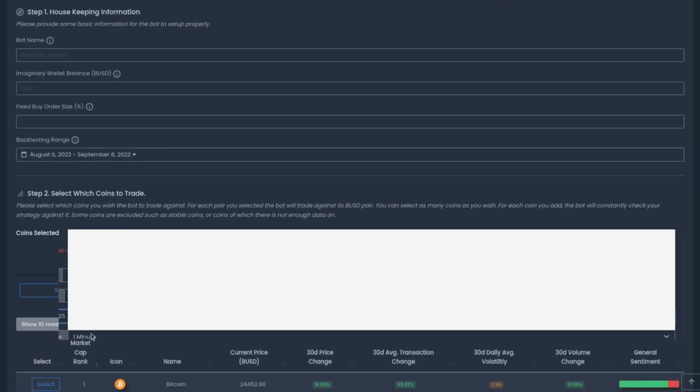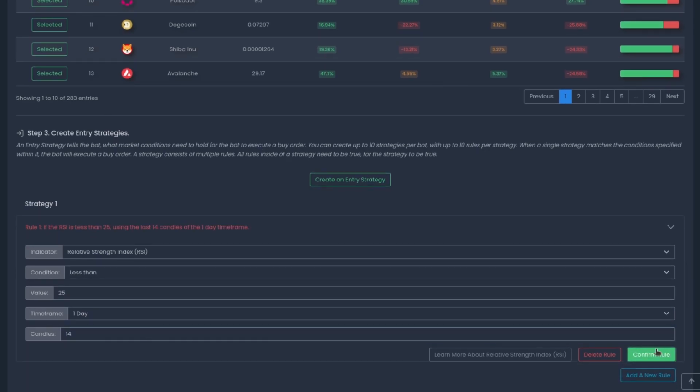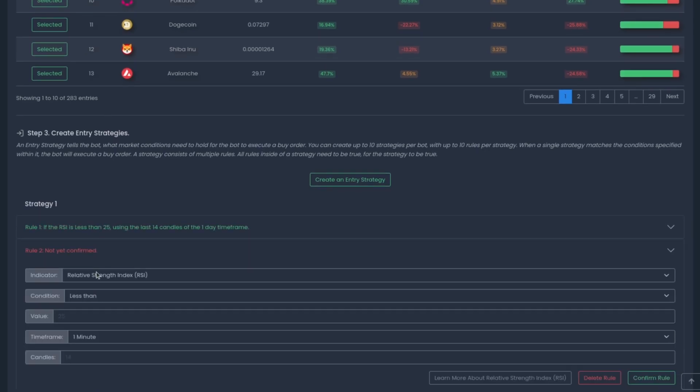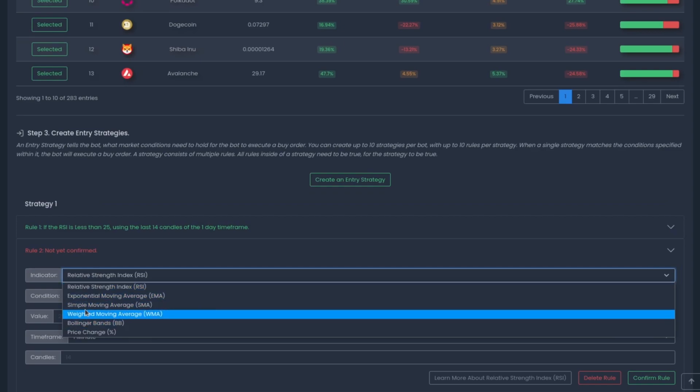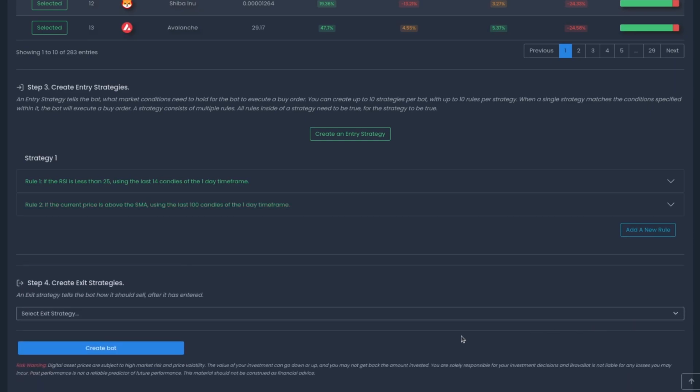First, let's select RSI and set the value to be below 25 on 1 day time frame using 14 candles. Also, let's add SMA and set the condition to be above. So the price has to be above the SMA for the bot to buy using 1 day candles, and let's make it use 100 candles, essentially 100 day SMA.